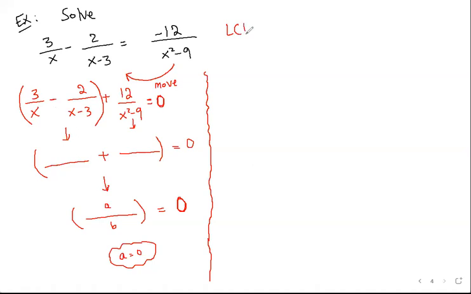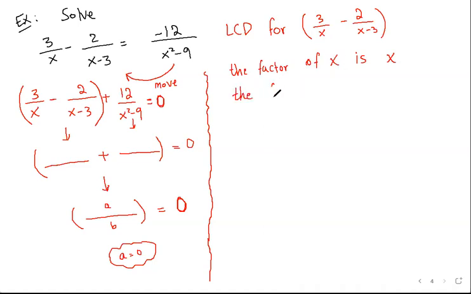So the least common denominator for 3 over x minus 2 over x minus 3. The factor of x is what? It is x, because x is already a factor. We cannot factor this. The factor of the second one, of x minus 3, is x minus 3.